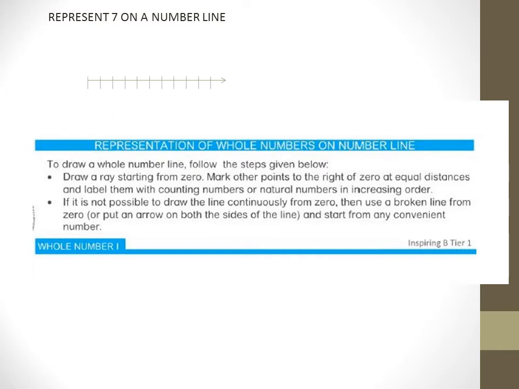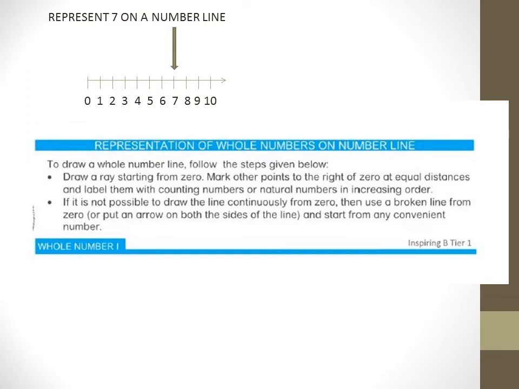Then we will mark the ray at equal distances. Then starting from 0, we will mark the numbers 1, 2, 3, 4 and so on. After that, we will see the question, we have to represent 7. So we will put an arrow on 7 and this is how we solve this answer.